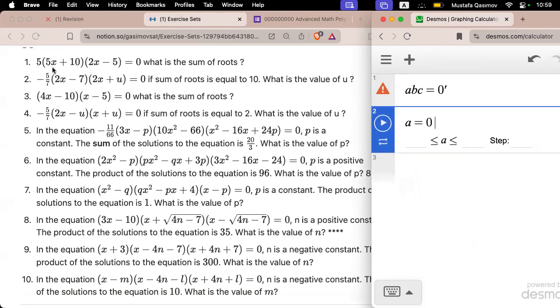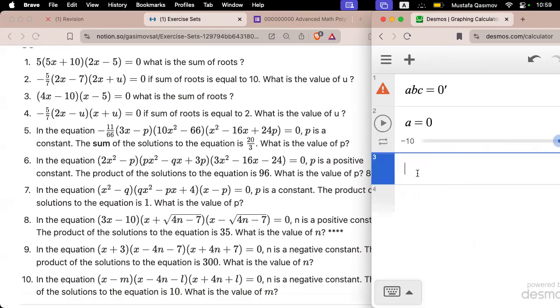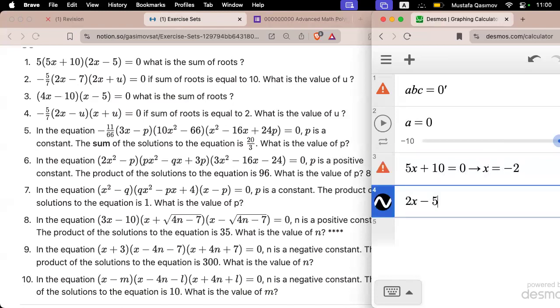Do you mean 5x plus 10 over 5 is equal to zero? Yeah, right. But you don't need to divide it by 5 actually. So it's enough. From here, you will get one root, x is equal to -2. And from the second one, you will get another root. You don't need to open the brackets, you don't need to use Viet's theorem here.